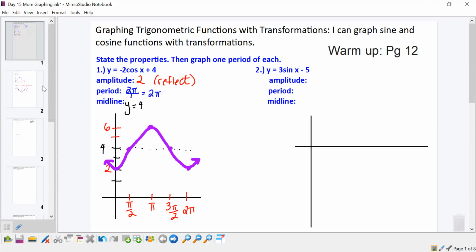For number 2, the amplitude is 3. The period is 2 pi because of the b value of 1. And the midline is y equals -5. So down at -5, put my dashed line, count up 3 and down 3 for the amplitude. I'm going to label my quadrantal angles.